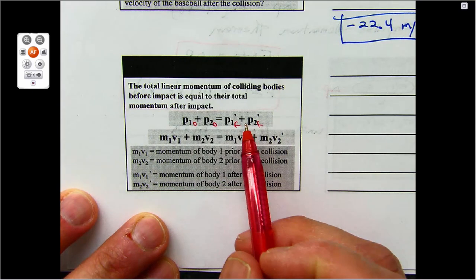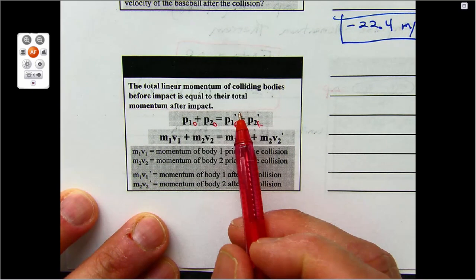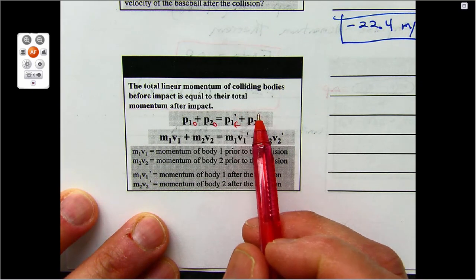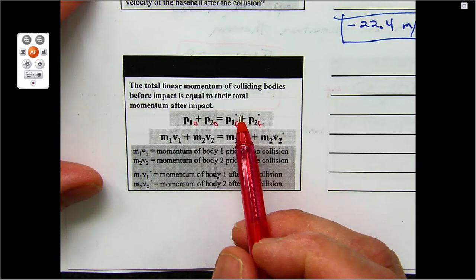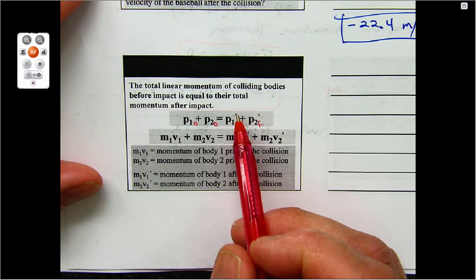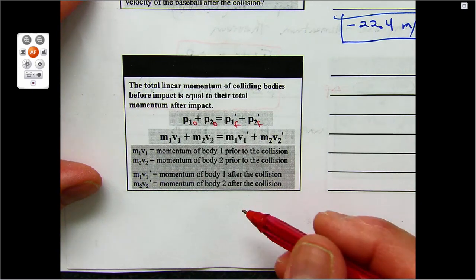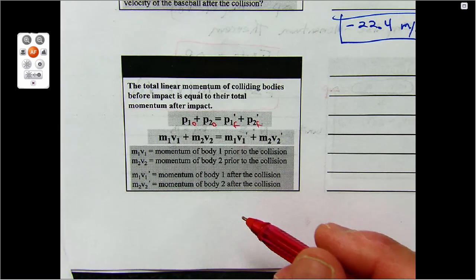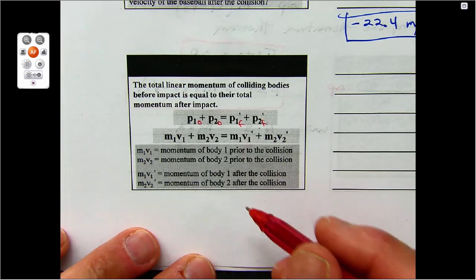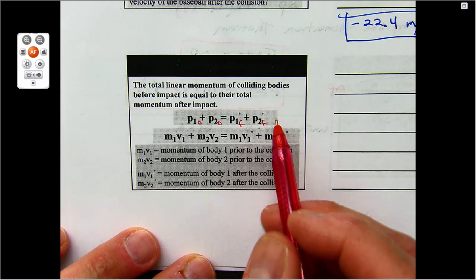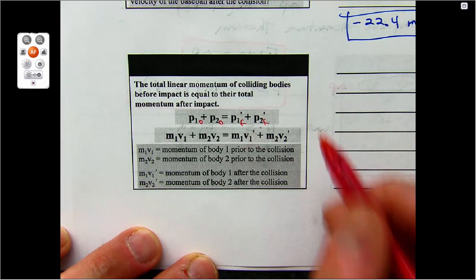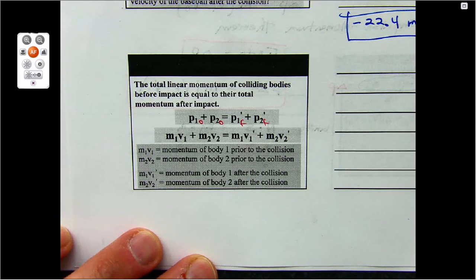But this, what's that sign I'm blanking out? It's like an apostrophe. Is that an apostrophe? Yeah. Was that prime? It's a prime. Yes, this is prime. So they'll call this P1 prime.